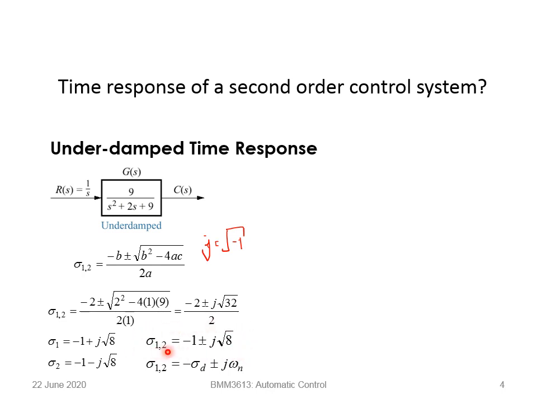So there are two poles, not one, poles 1 and 2, sigma 1 and sigma 2. The real number is the same, at minus 1, and the complex numbers are now one the opposite of the other. One is at j square root of 8 and the other is at minus j square root of 8. So this can be written as minus sigma d plus minus j omega n, with sigma d being 1 and omega n being square root of 8.